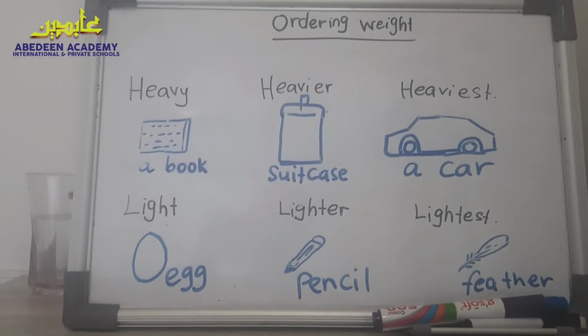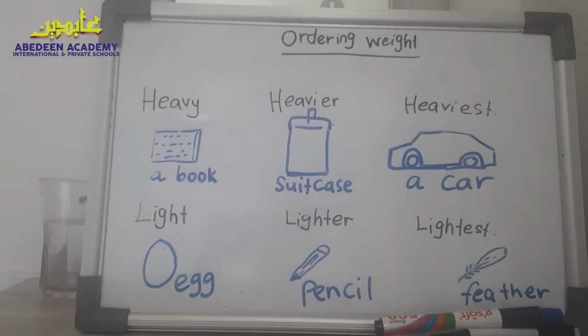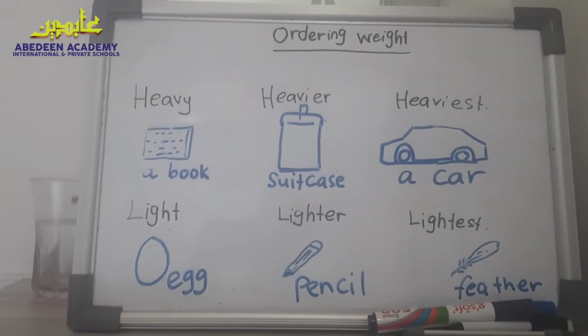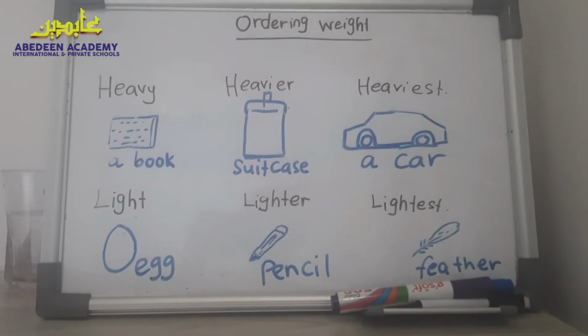Alright, so for the past weeks we have been learning about ordering, right? We started with ordering numbers and we added ordering height. So today we're going to learn about how we can order weights as well, right?